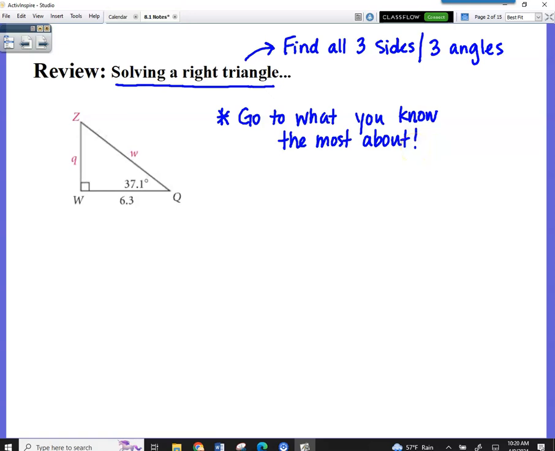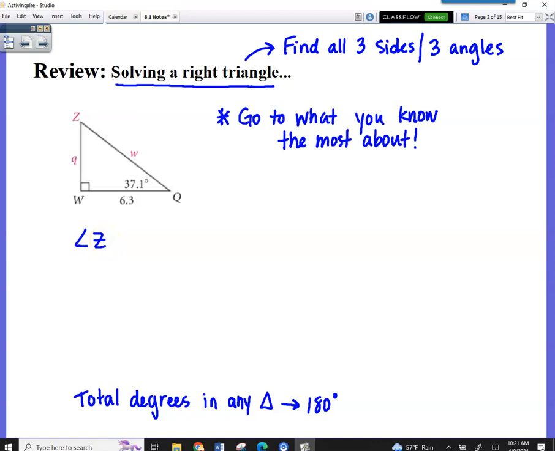We got sides, we got angles. Looking at the picture, I know more on the angles. So let's find the missing angle because that would be the easiest. If you recall, how many degrees are in a triangle total? 180. You might want to write that down somewhere. Total degrees in any triangle, doesn't matter what type of triangle, any triangle is 180 degrees. That's important.